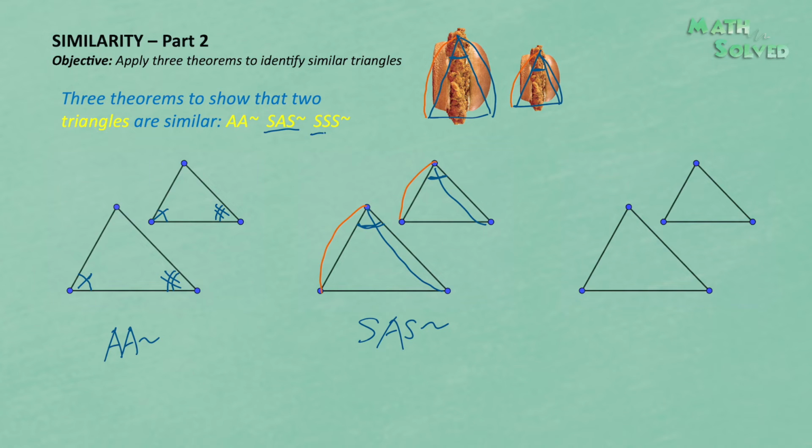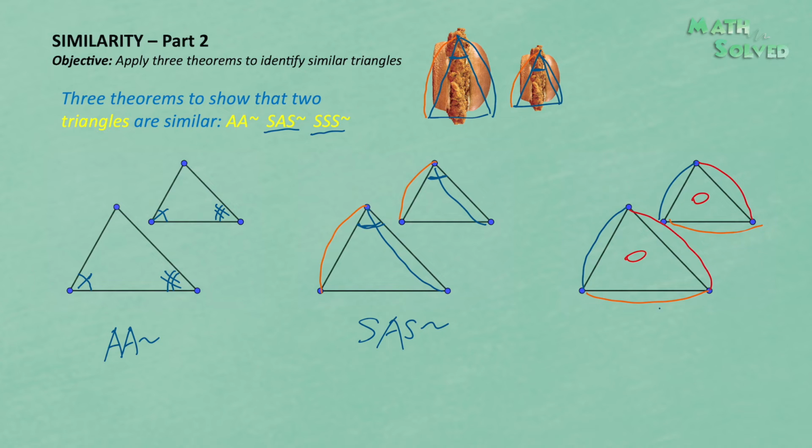And the last one here is called side-side-side similarity. It says if the three sides in one triangle are proportional to the three sides in the other triangle, then these two triangles are similar. Which means that if the ratio of these two sides is equal to the ratio of these two sides and equal to the ratio of these two sides, then we say the three sides in the big triangle are proportional to the three sides in this small triangle.